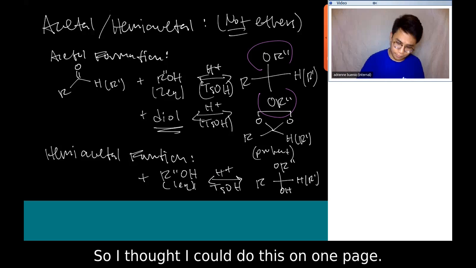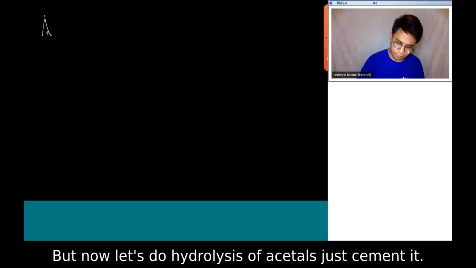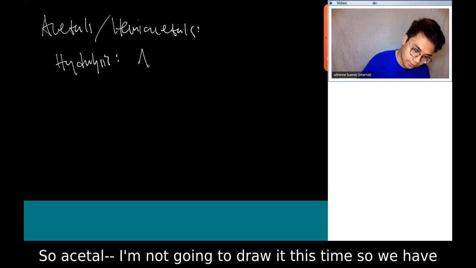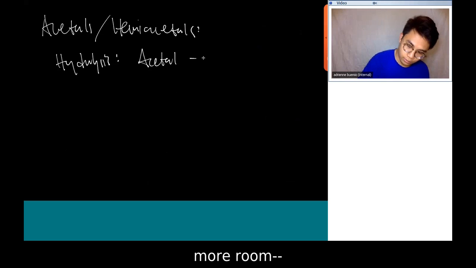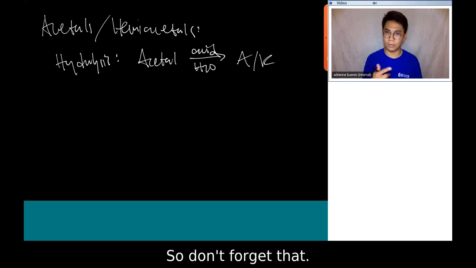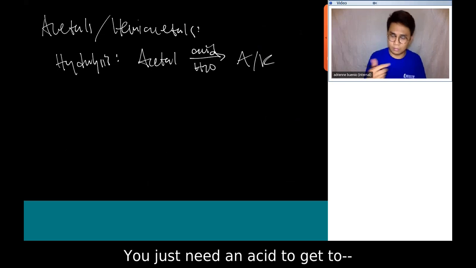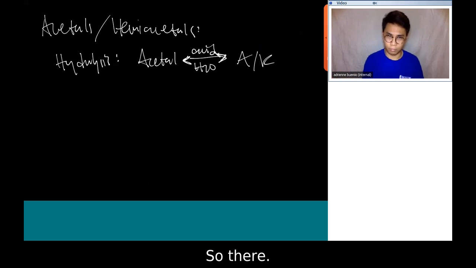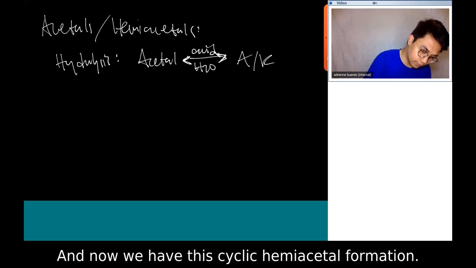So I thought I could do this in one page, but now let's do hydrolysis of acetals, just to kind of cement it, right? So acetal. I'm not gonna draw it this time, so we can have more room. So acid, H2O goes back to aldehyde or ketone, right? Which is what we were talking about. So don't forget that. You just need acid to get to an, and actually let me put an arrow here because it's the same, right? So there, right?